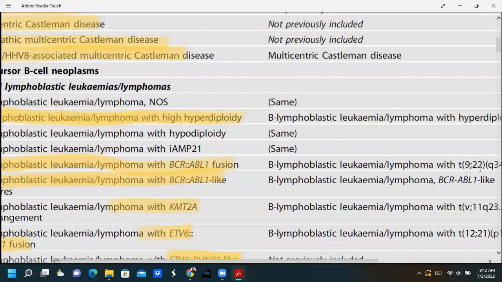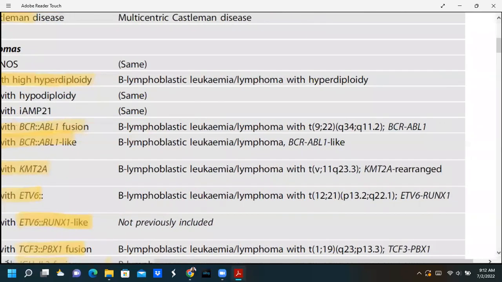So they have moved from the cytogenetic nomenclatures. So they are not using any of these.